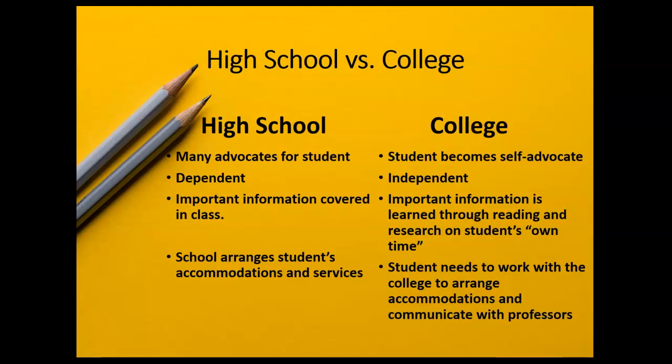A lot of times in the high school environment, the school arranges the students' accommodations and services and provides them right to the student. In college, a student needs to work with the Office of Student Disabilities, sometimes called the Access Office on campus, to arrange for their accommodations, and the student is expected to communicate with professors about their accommodations and what their needs are.